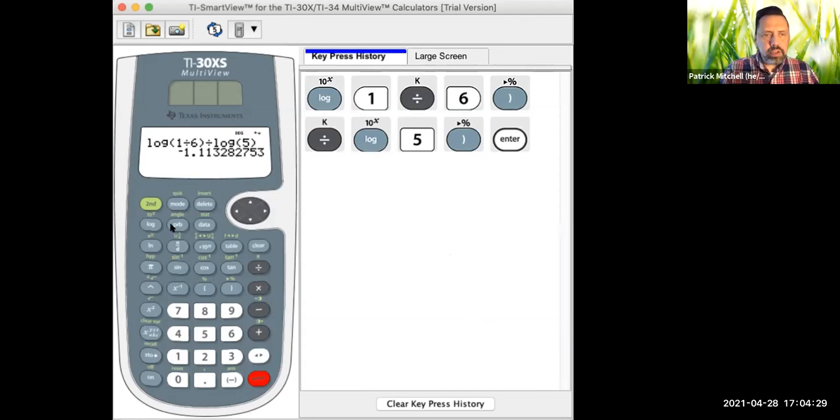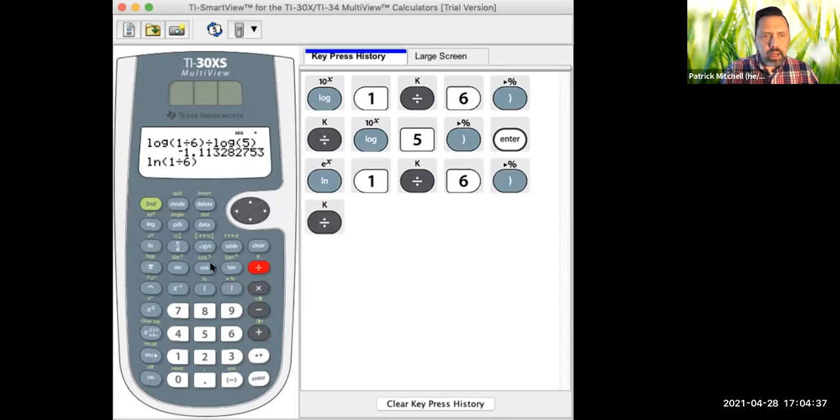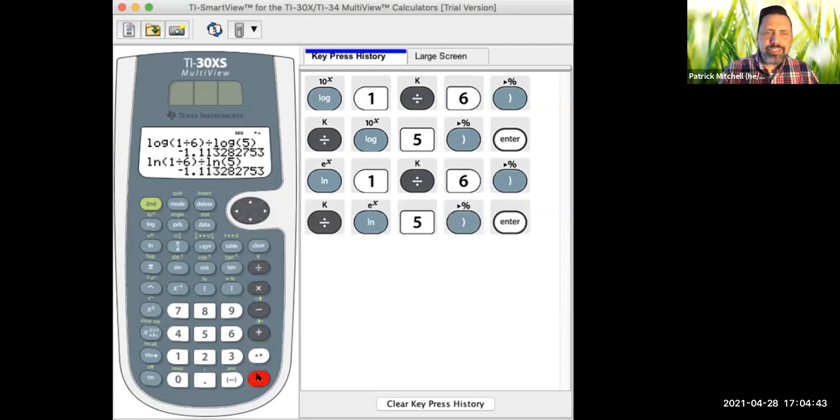And just to show you, it doesn't make any difference. I could have used natural logarithm, natural log of 1/6 divided by natural log of 5. Gives you the exact same answer. So when you're doing your online homework, if it matters for some reason whether you use common log or natural log, they will tell you which one to use. Otherwise, it doesn't matter.